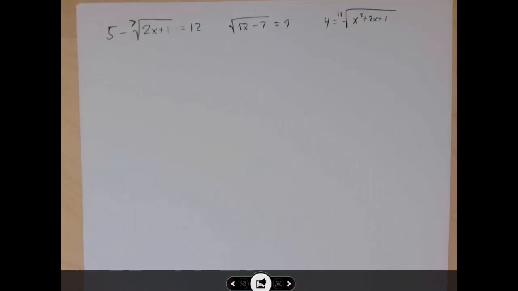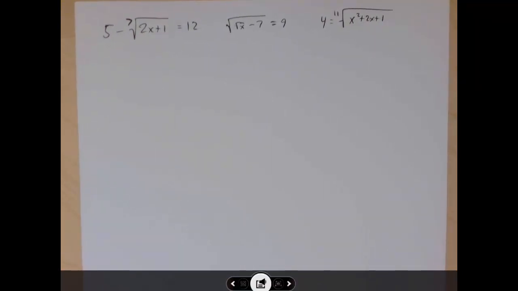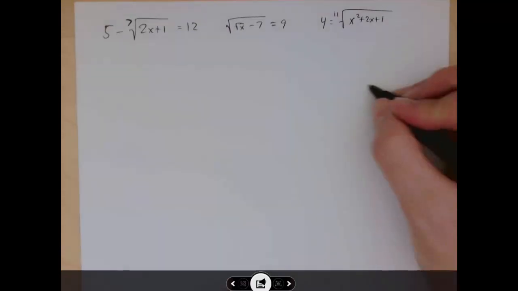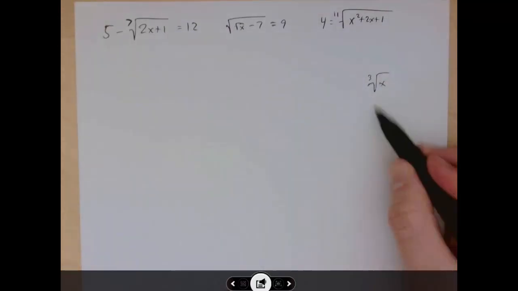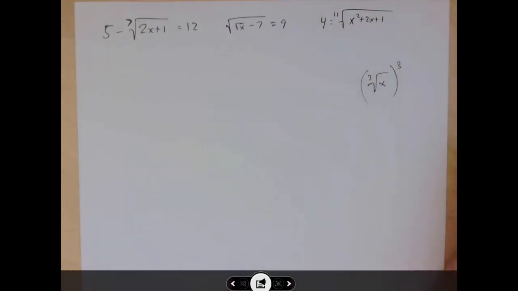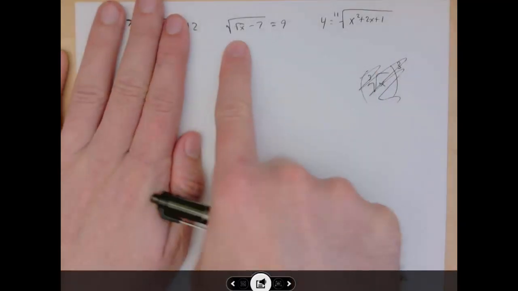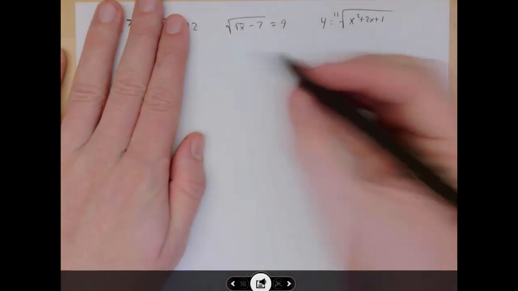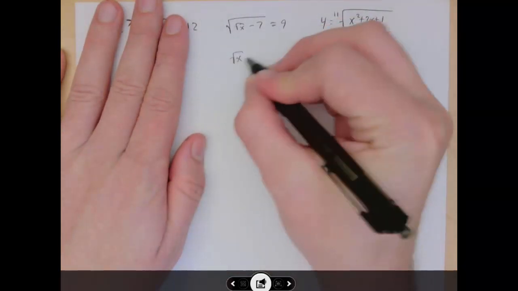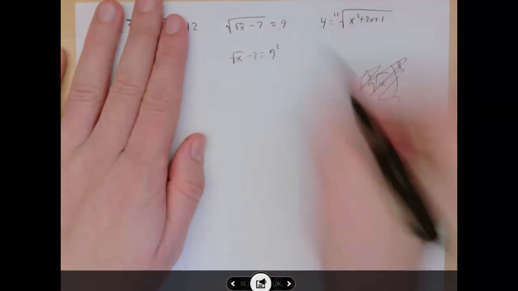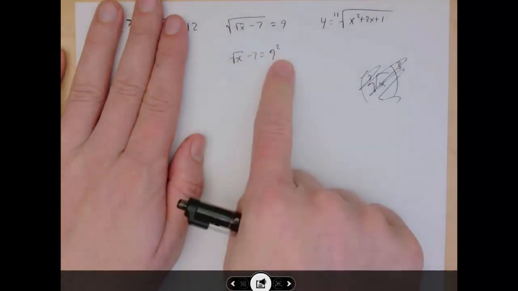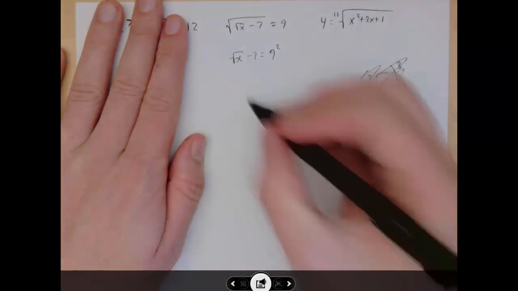Your eyes may be more used to thinking about this kind of situation where you have roots. You don't need to think very hard to know that to undo a cube root, all you've got to do is cube it. So in this situation, I've got a square root, so to undo it, I'd square both sides. And so I'd have root x minus 7 equals 9 squared. Then I could add 7 to both sides and square it again, and I'd be done.